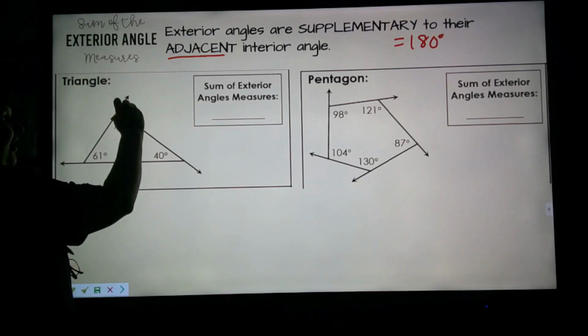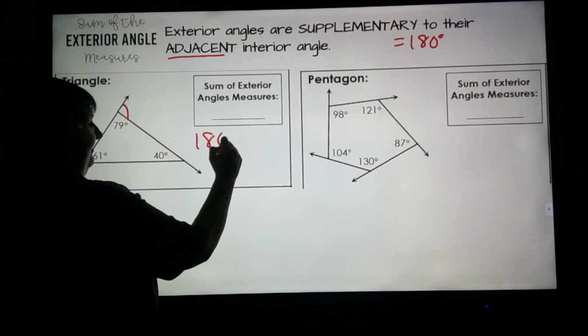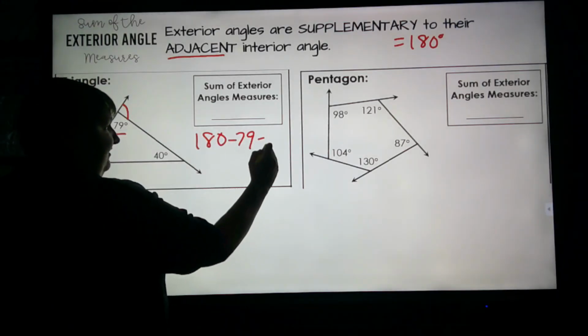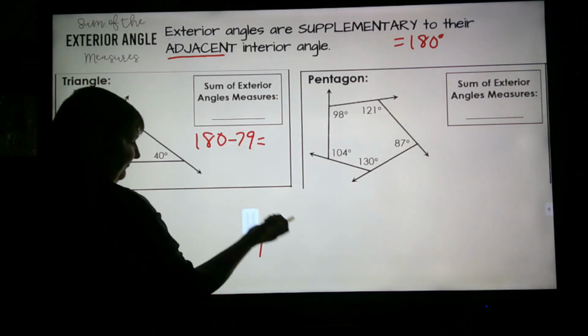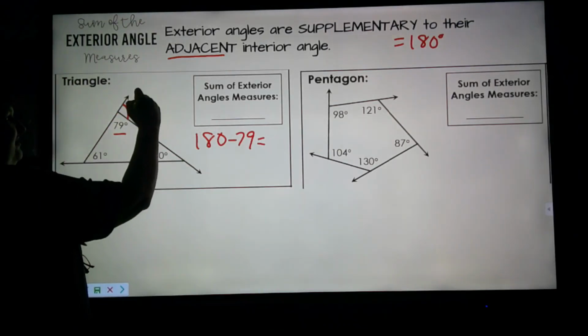Which means if I want to figure out this angle, all I have to do is take 180, subtract the 79, and the answer is my missing angle, right? So 180 minus 79 is 101.